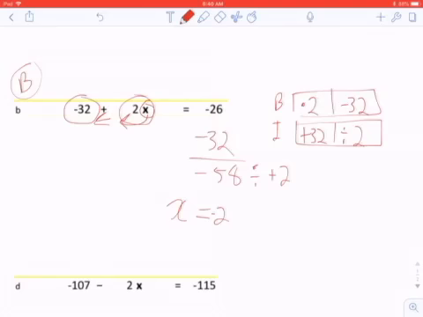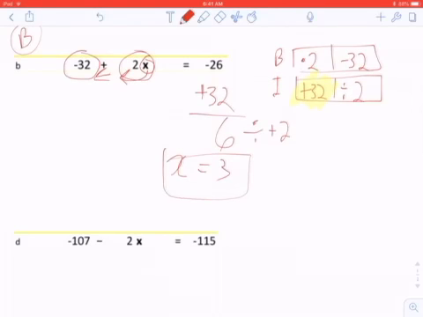Oh folks, what mistake did I make? Look at that. The inverse is plus 32, and I subtracted 32. That's terrible. So let's go back and correct that. Negative 26 plus 32 is 6. 6 divided by 2 is 3. Okay. Let's try one more here.